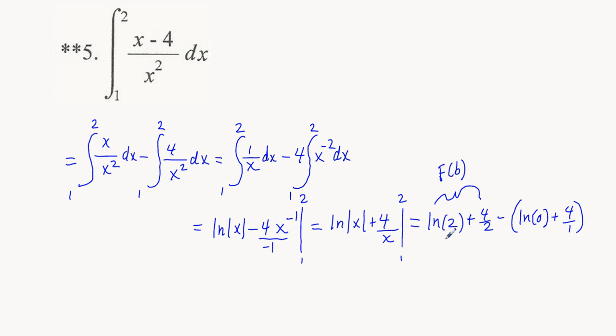Okay, so what we're going to have here is the natural logarithm of 2 plus 2 minus, well, the natural logarithm, I put the natural logarithm of 0. I should have put the natural logarithm of 1. The natural logarithm of 1 is equal to 0, so that really doesn't even count. So we have minus 4. And that's going to be equal to the natural logarithm of 2 minus 2. And this is going to be our answer.